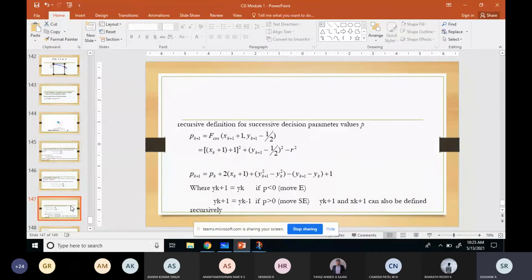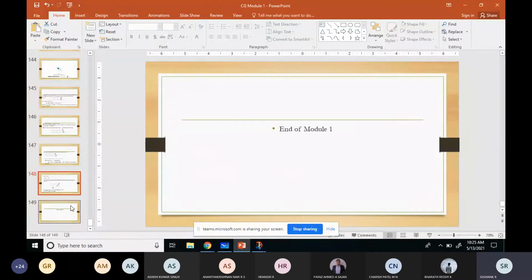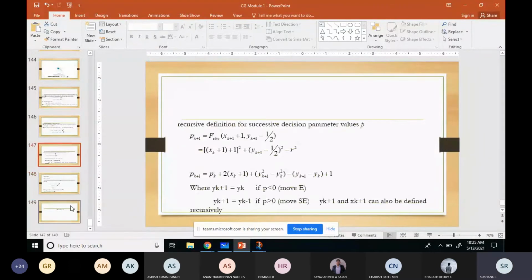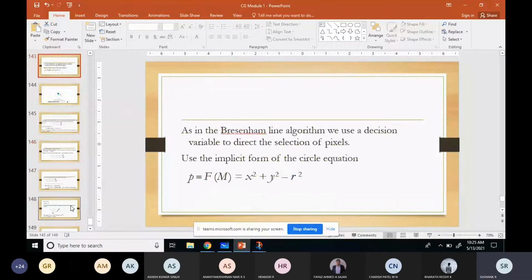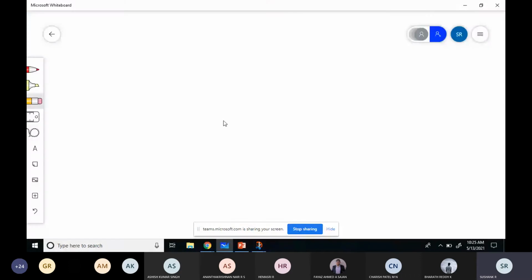I told you, when it is E the y will remain as it is. But when it is SC, x value plus 1, y value minus 1. When it is E, x value plus 1, y value same as the previous one. So these parameters you just take. Now we'll derive the equation. I'll just open the Microsoft tool. I think you should have got some idea so that the derivation will become easier. You should understand the derivation.